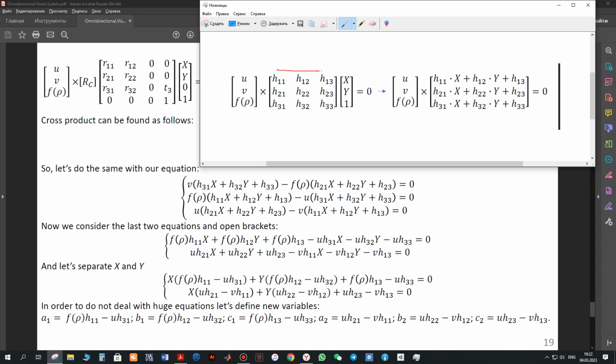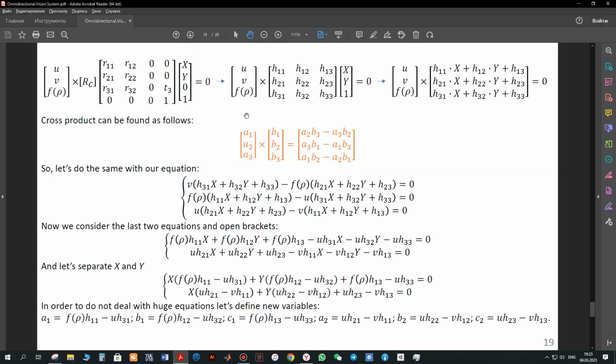Again we go from here to here, so h11 by x plus h12 by y and h13 by 1, just h13. Similar with the second row and third row. Next we have the cross product here.